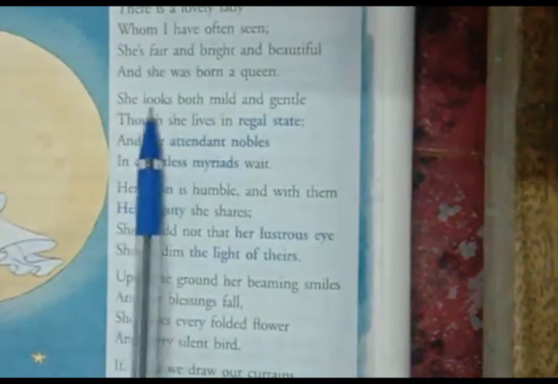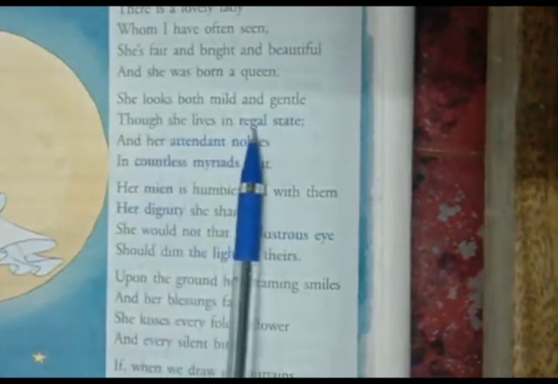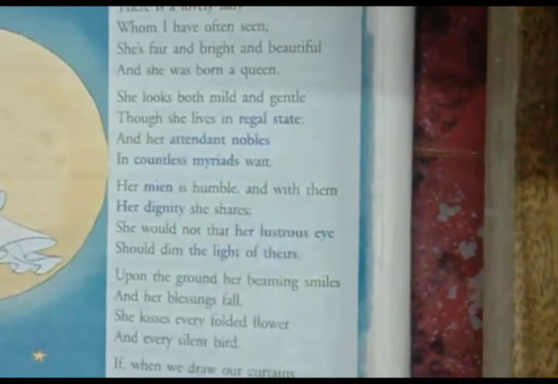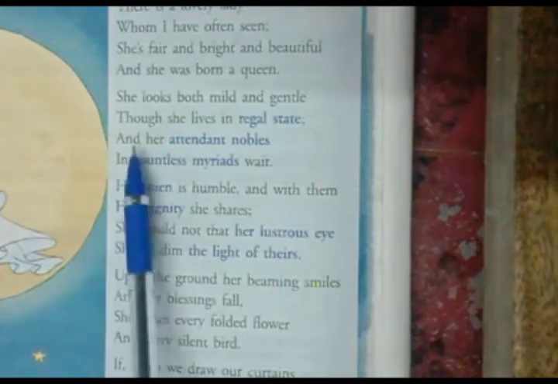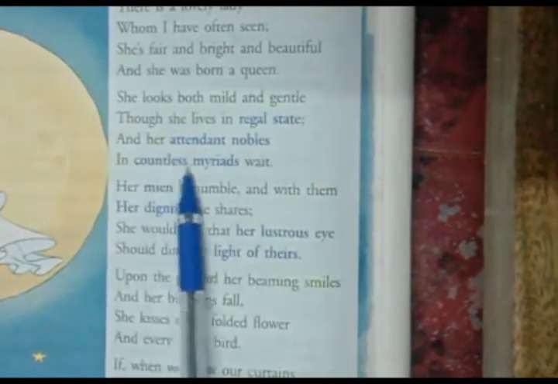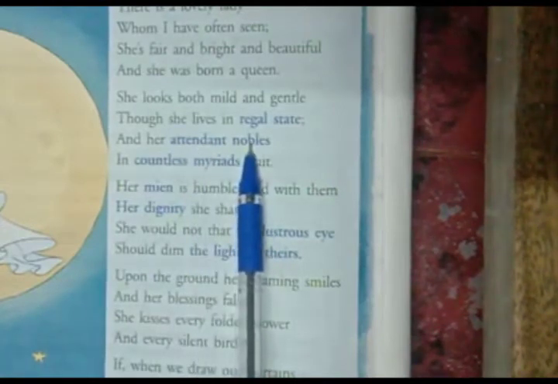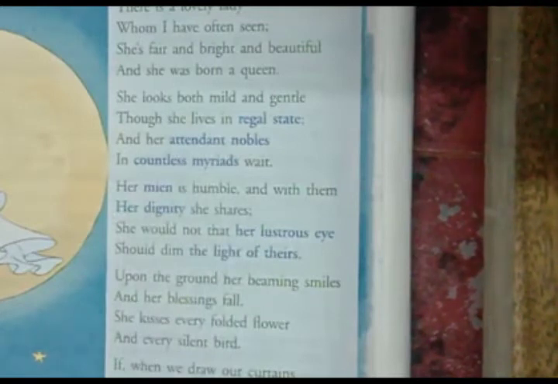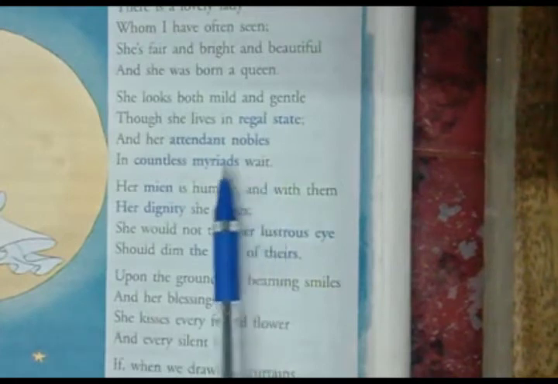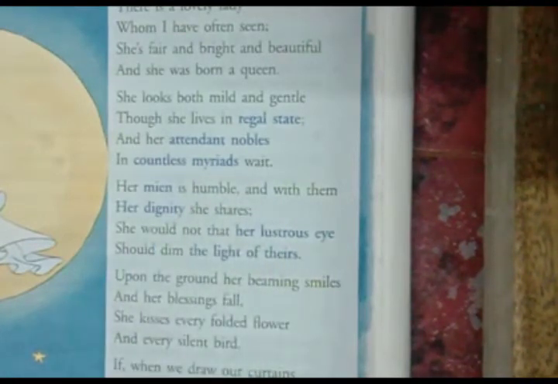Then the second stanza. She looks both mild and gentle, though she lives in a regal state. Regal state means a royal manner. Actually, she looks mild and gentle, even though she lives in a very royal manner. She shows her simplicity every day, and her attendant nobles in countless myriads wait. Attendant nobles means high ranking helpers, in countless myriads wait. Countless myriads means in large numbers and great variety. So here attendant nobles might be referring to stars.